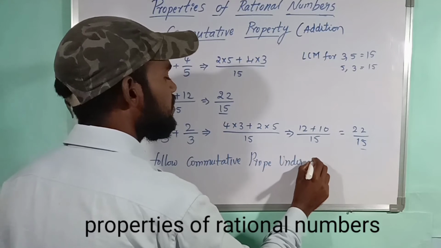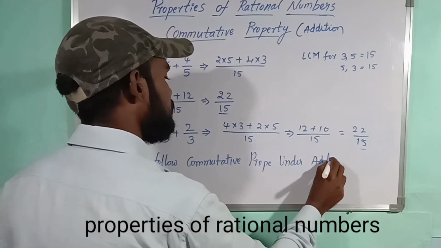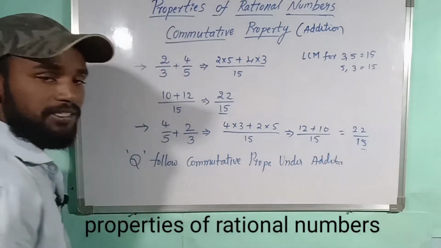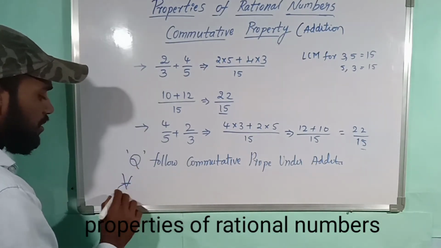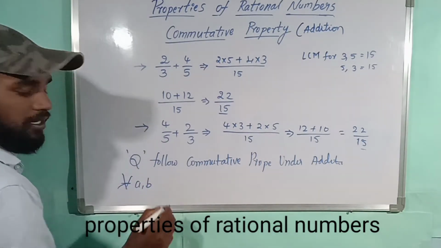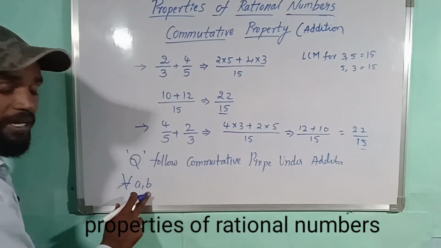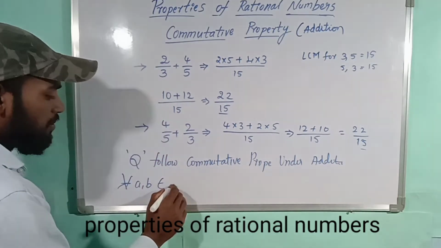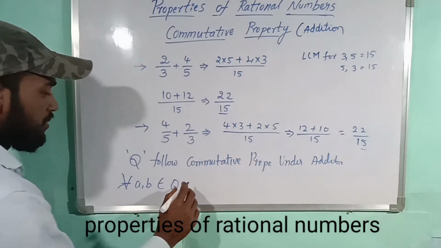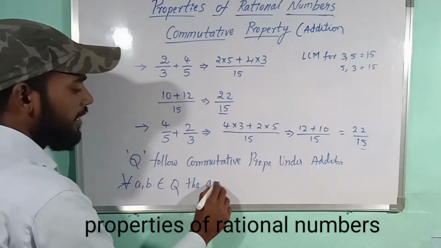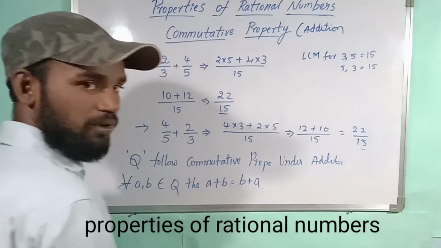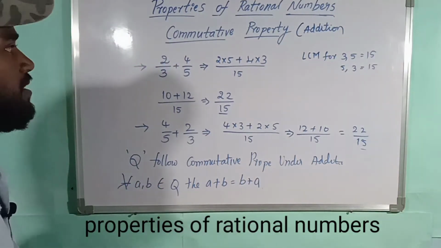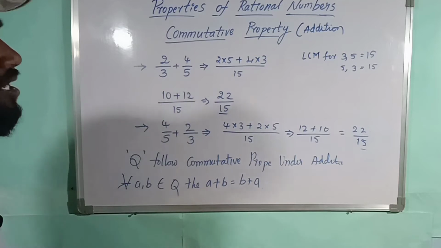Everyone clear? Under addition. Now we can write in general: for all a comma b, where a comma b are rational numbers, for all a comma b belongs to Q, a plus b is equal to b plus a. Everyone clear? This is only for commutative under addition.